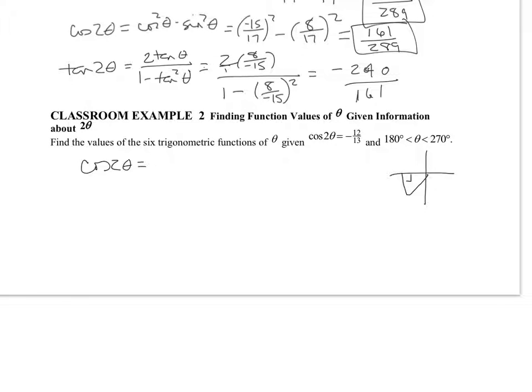Do I want to use the one that has both cosine and sine? Do I want to use the one that only has sine? I need to use the one that only has what? Cosine, because that's what I'm trying to find, the cosine of theta. So the one that involves cosine is 2 cosine squared theta minus 1, right? What was the replacement for the cosine of 2 theta? Negative 12 over 13. Now, that's equal to 2 times cosine squared theta minus 1. So what am I going to do to solve for cosine of theta?